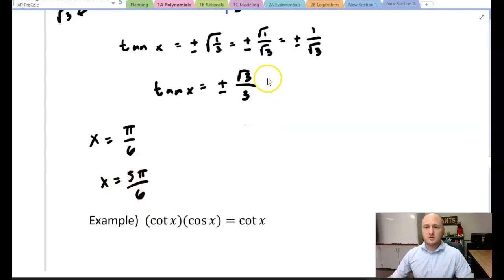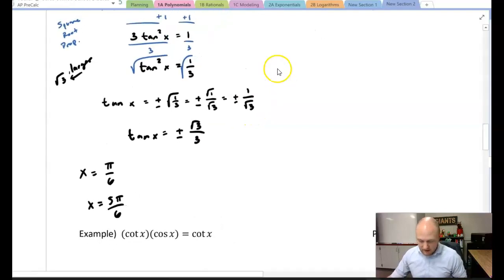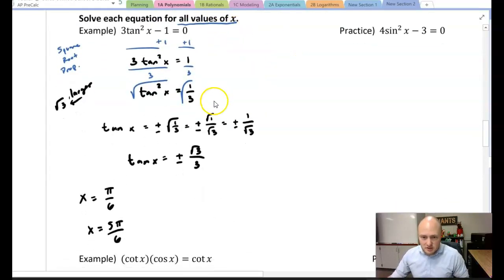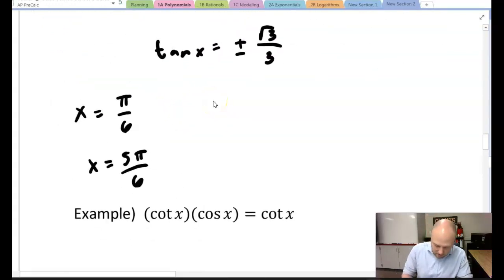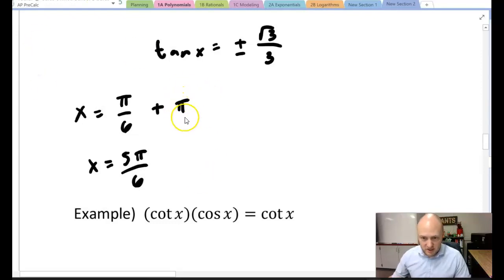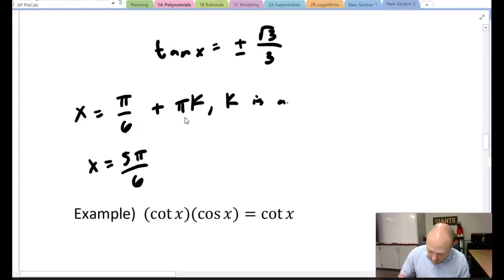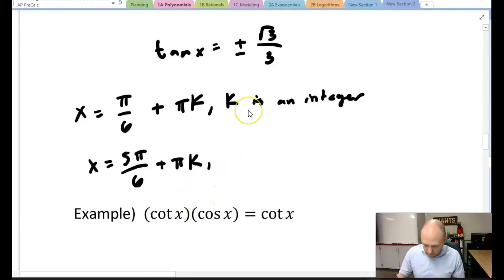Well, here's what we're going to do. I need to account for all values of x. So the positive value is going to repeat. Now think about the period of pi. This is going to repeat every period. So plus pi k, where k is an integer. And the same thing for the negative value. The negative value is going to repeat every pi value, k, where k is an integer.